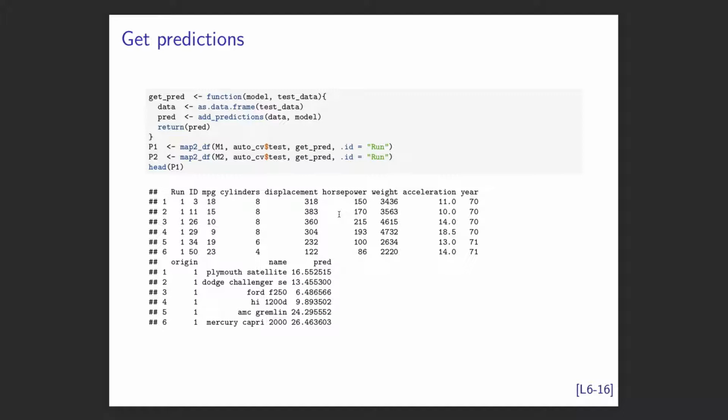So what do I do? I take my test data, I add the predictions using the modelr. To add predictions, you give it some data and you give it the model. And what it will do is it will add an extra column with your predictions.